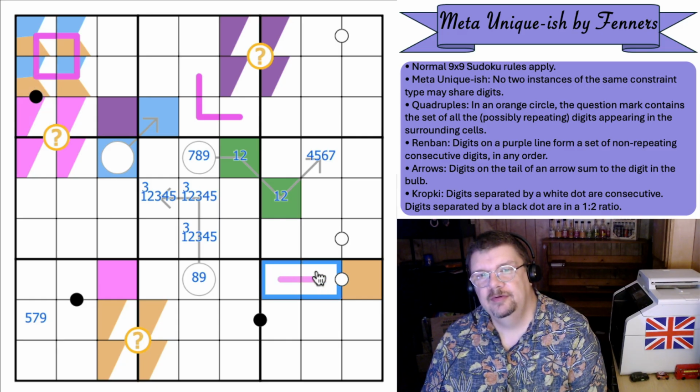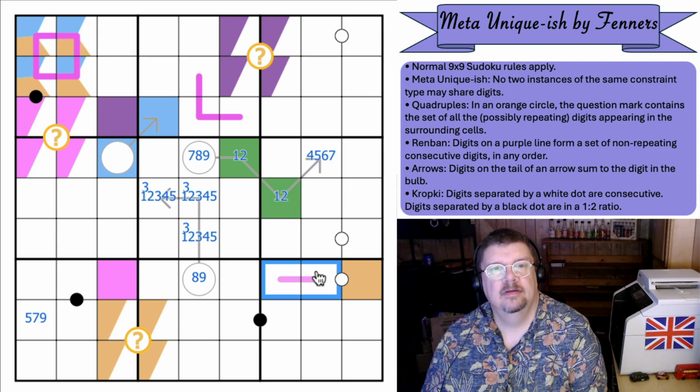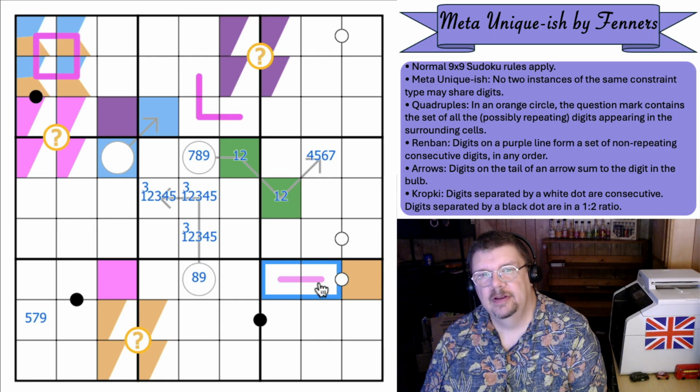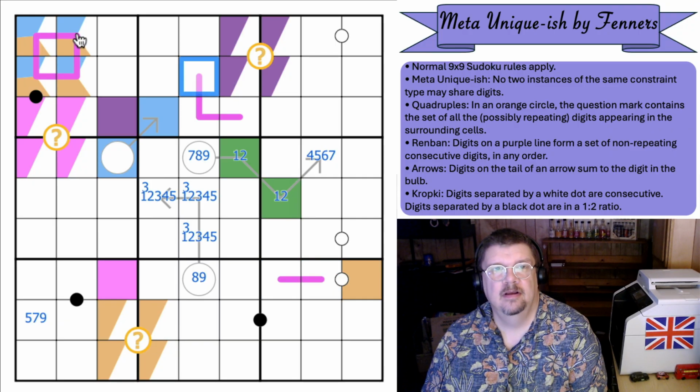So if this were 1, 2, it would mean that... right, that can't be 1 and 2. That means that this can't be 1 on it, this can't have a 9 on it, so 1 and 9 are in these two Renbans respectively. This is going to be the middle Renban.